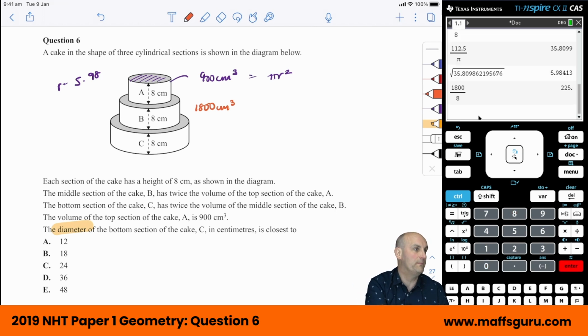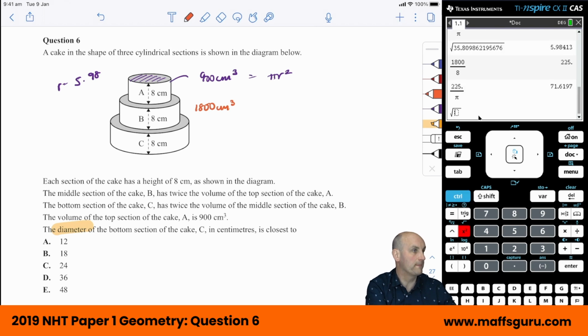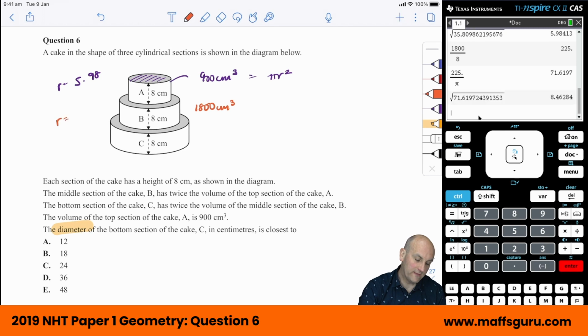I'm going to divide that by pi, and then I'm going to square root my answer, which now gives me the radius of that section as 8.46.